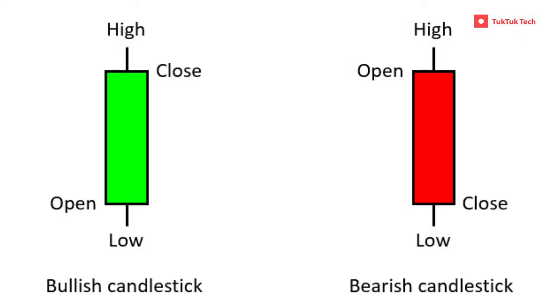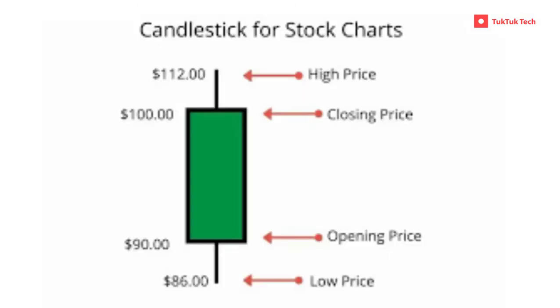A green color candlestick represents bullishness in the market. Similarly, the red color candlestick represents bearishness in the market. A candlestick shows us a price bar with an opening price, a closing price, a high price for that time period, and a low price for the same time period. The shadows look like wicks. Hence these are called candlesticks.